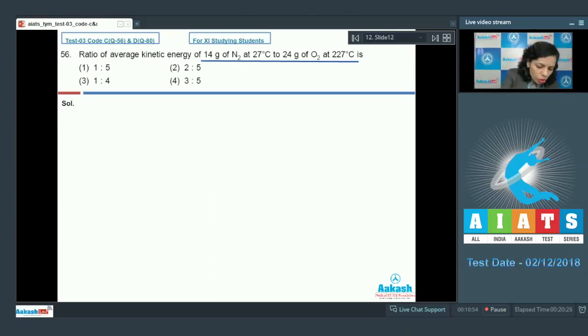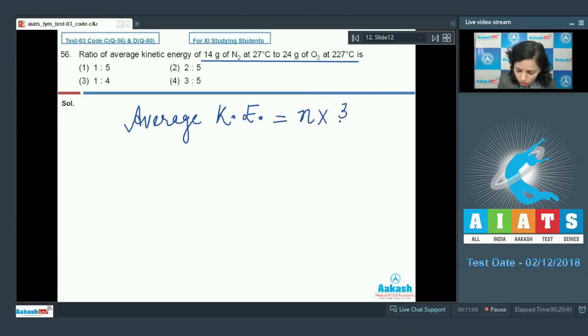So one thing we should know, that whenever we talk about the average kinetic energy, the simple formula that we use here is n into 3 by 2 RT. This is the formula that we use. Now, first we have the gas, that is nitrogen. What is the moles of nitrogen? Given mass is there, that's why we can easily find out the number of moles. So let's find out the average kinetic energy for nitrogen.